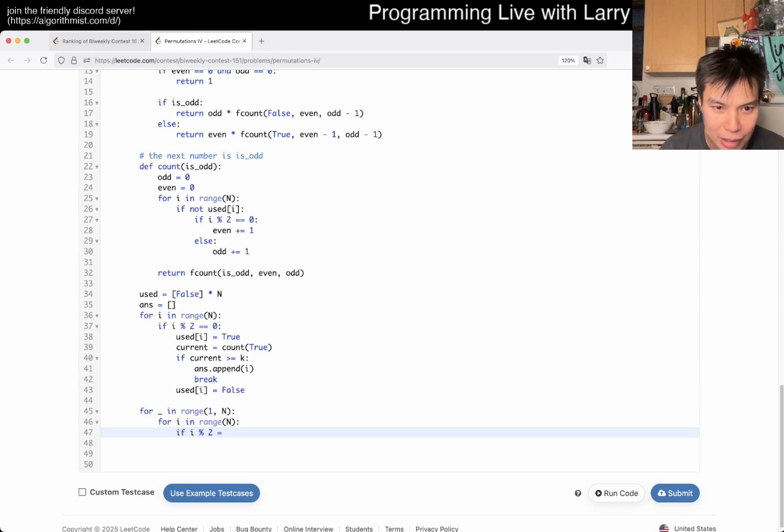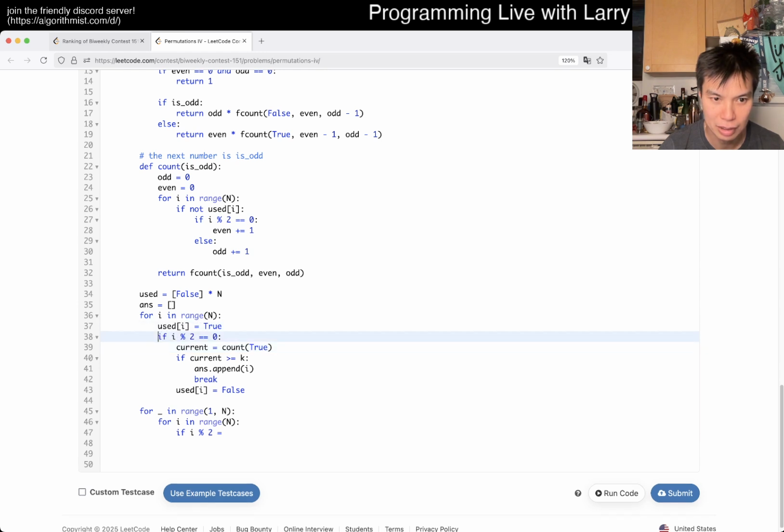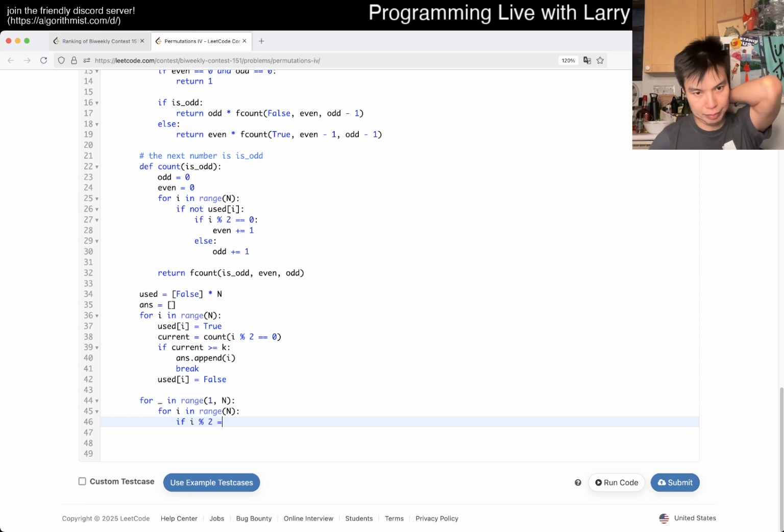Wait, why did I write it this way? Oh, because of the count true. What I should write is here. That's why. That's confusing. Mod 2 is odd. So if this is true, if this number is even, then the next number is odd. Okay, so that's fine.